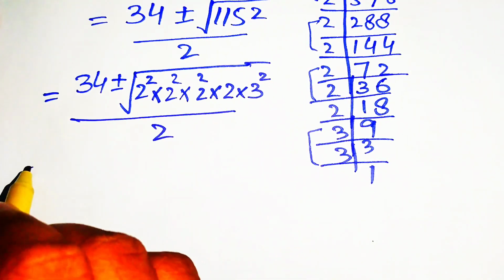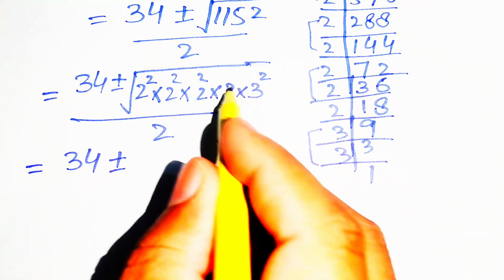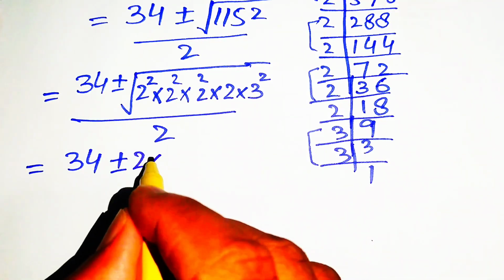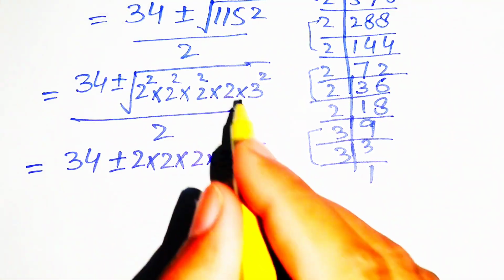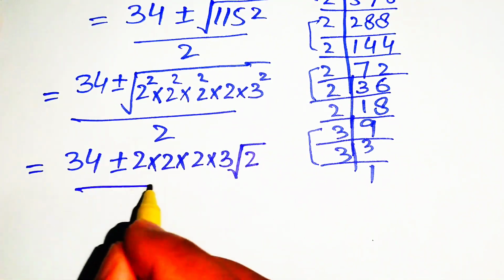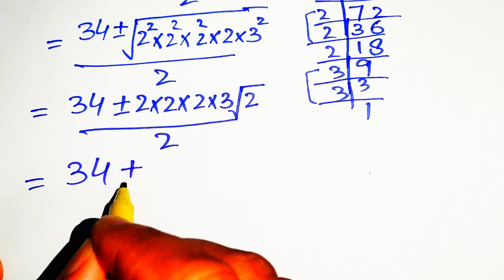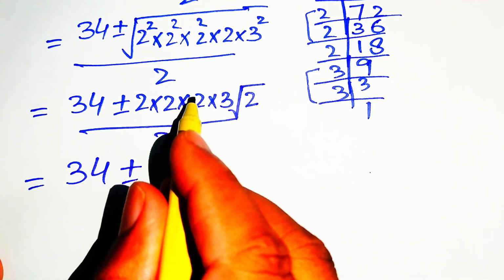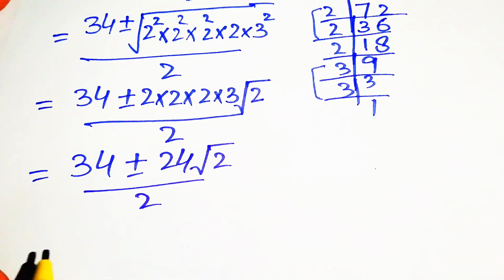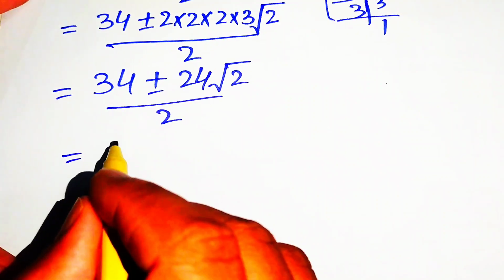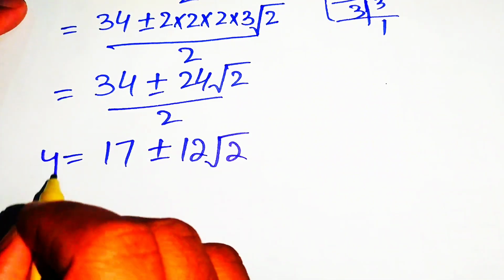So here we need some simplification and we get 34 plus minus, so all these squares are cancelled out by the square root, and we get 2 multiplied by 2 multiplied by 2 multiplied by 3, and we obtain only one square root term, which is square root of 2, and this whole divided by 2. So in the next step we get 34 plus minus, this is 2 times 2 is 4, 4 2s are 8, 8 3s are 24 times square root of 2, divided by 2, and now we separate these terms and we get 17 plus minus 12 times square root of 2. So this is the value of y.